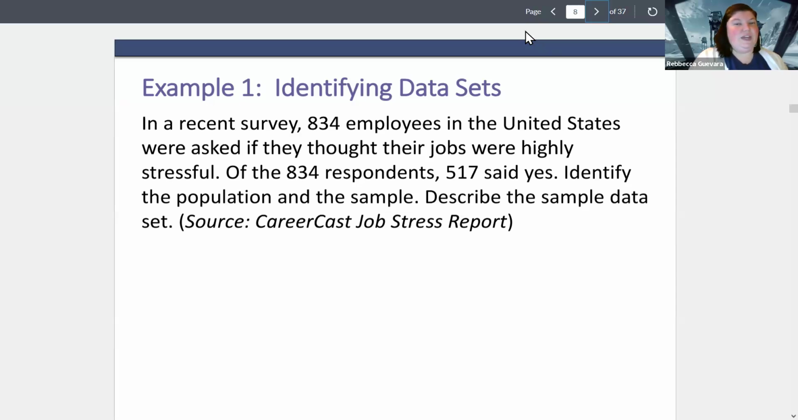So just a quick little example for something to think about. In a recent survey, 834 employees in the United States were asked if they thought their jobs were highly stressful. Of the 834 respondents, 517 said yes. We want to identify the population and the sample, and then describe the data set that we have here. If you want, you could take a moment and pause and think about this on your own.